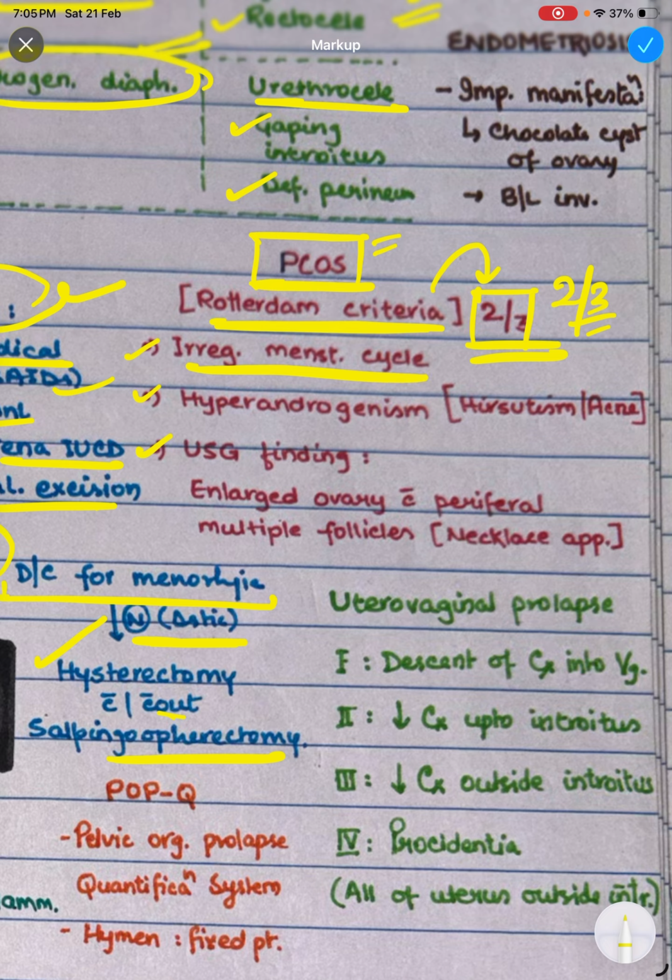The first one is irregular menstrual cycle. The second is hyperandrogenism, that is hirsutism or acne. The third is ultrasound findings like enlarged ovary with peripheral multiple follicles, and this kind of arrangement is called a necklace appearance.